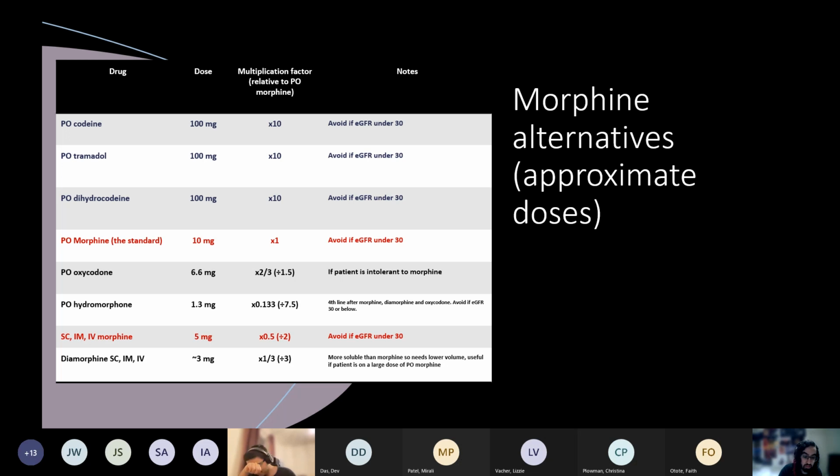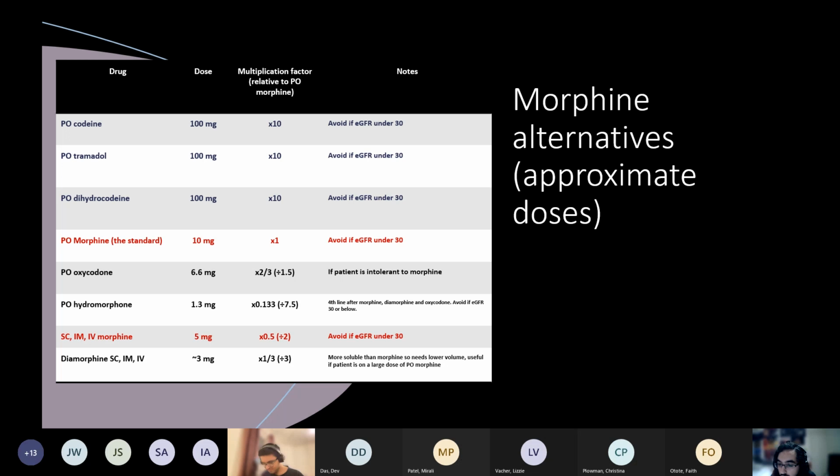Some of them you should stop using at a higher level, but generally, if GFR is below 30, you probably shouldn't really be using morphine or these other ones. Oxycodone is for when patients are intolerant to morphine. When I say intolerant, I mean they get really sick with morphine, they vomit a lot, they can't tolerate it, essentially. That's when you use oxycodone.